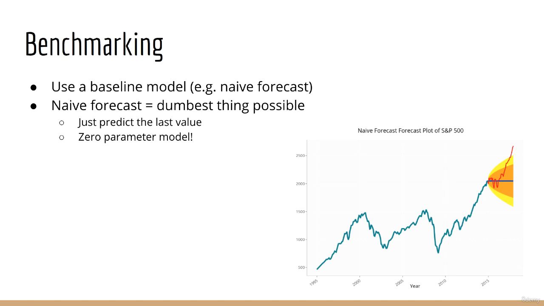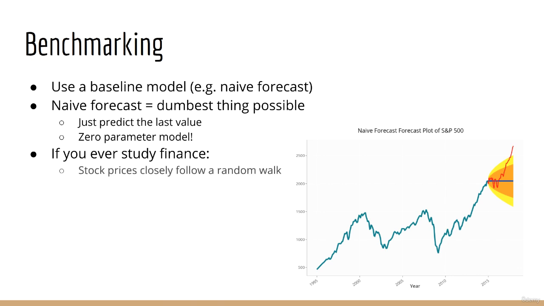One interesting fact you will learn about if you ever study finance is that stock prices very closely follow a random walk model. In a random walk model, a naive forecast is in fact the best forecast you can make. So by definition, if your time series follows a random walk, it doesn't matter how complex your model is, you cannot beat a naive forecast.